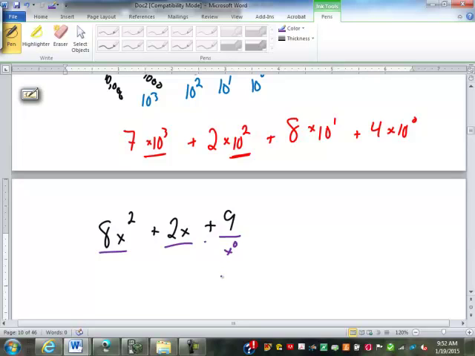This is the x to the 0 digit. That's x to the 0. Anything to the power of 0 is 1. We'll go over that in a couple classes. This is the x to the 1 digit. This is the x squared digit, and so on.